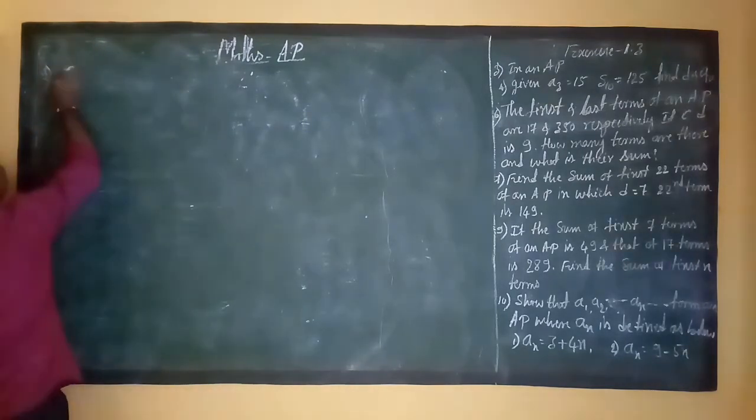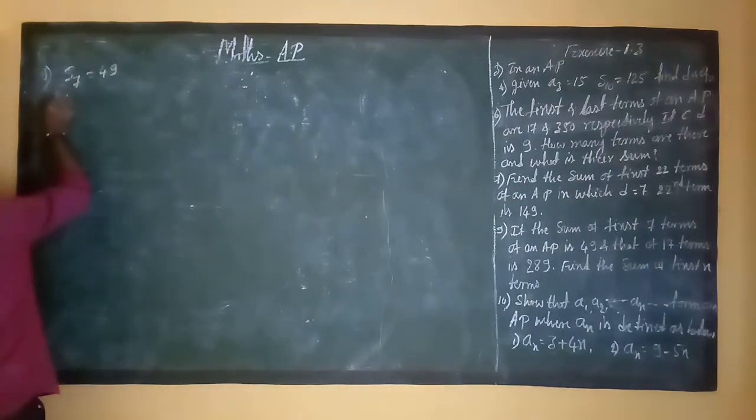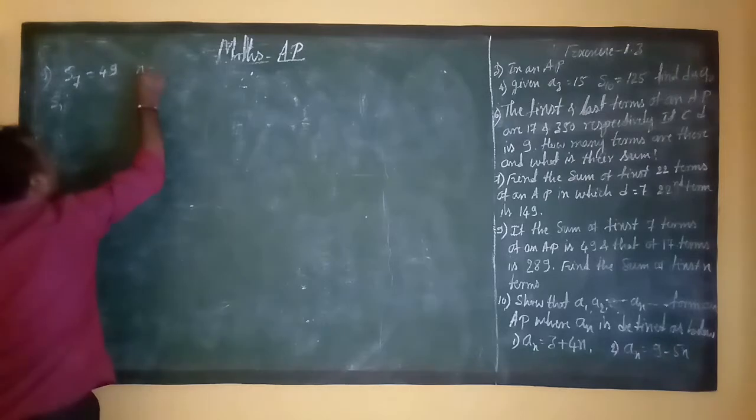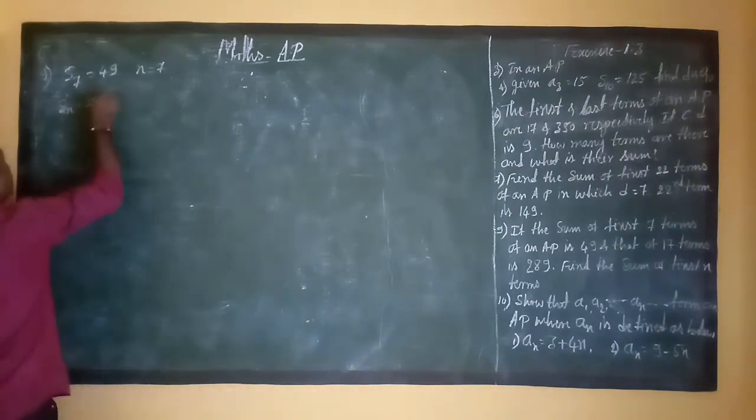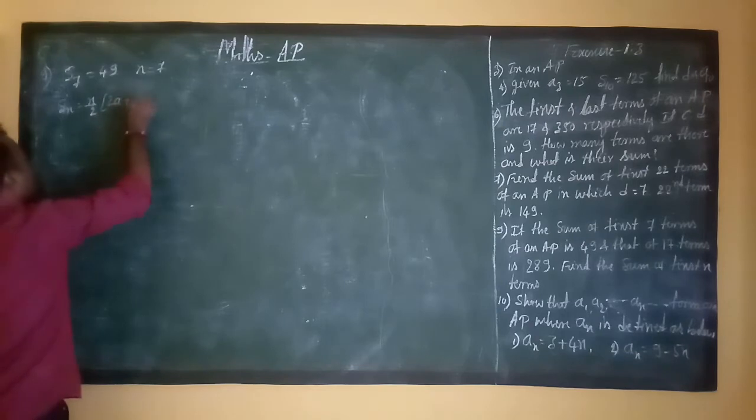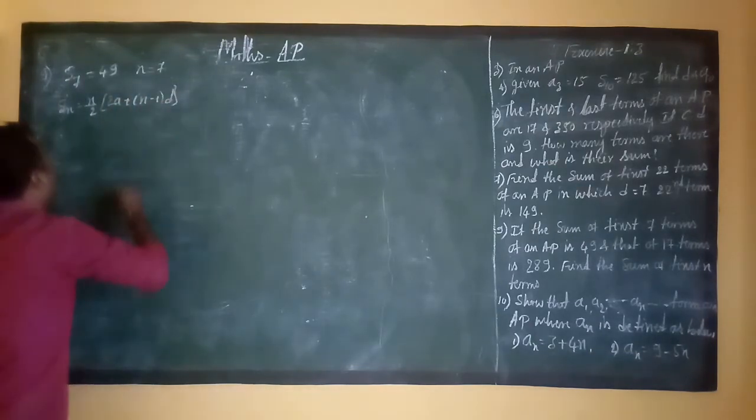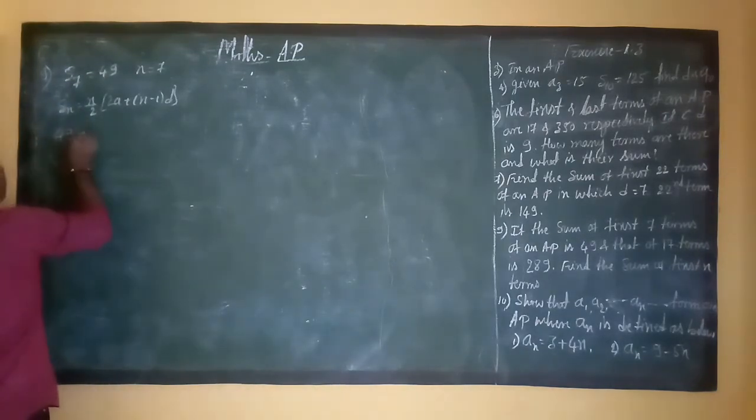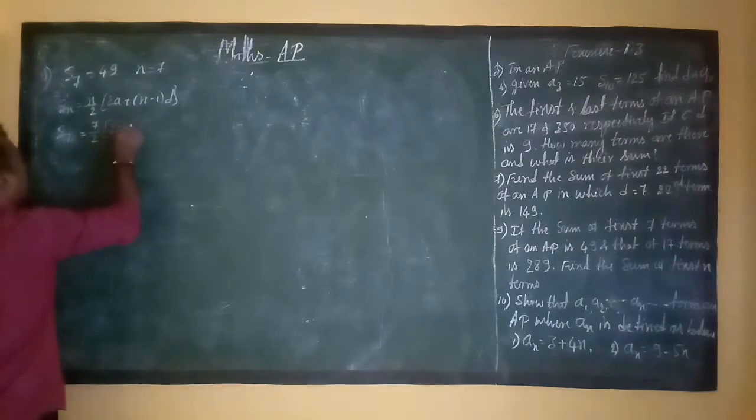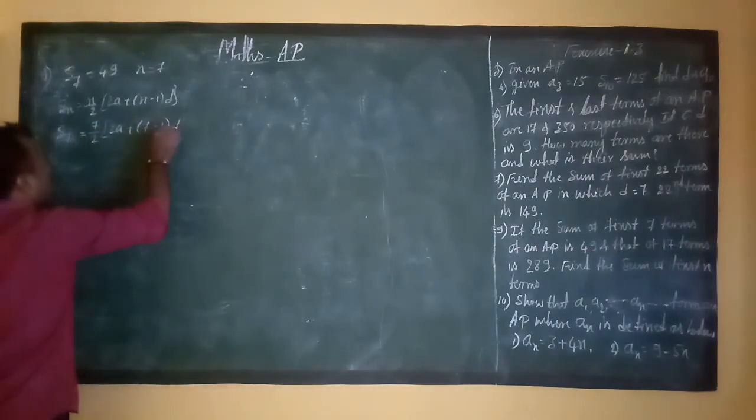Yes, S7 is given. S7 is 49. Correct? S7 means n is equal to 7 here. S7 can be written with Sn is equal to n by 2 into 2a plus n minus 1 into d. We have to use this formula. So 49 is equal to 7 by 2 into 2a plus 7 minus 1 into d.